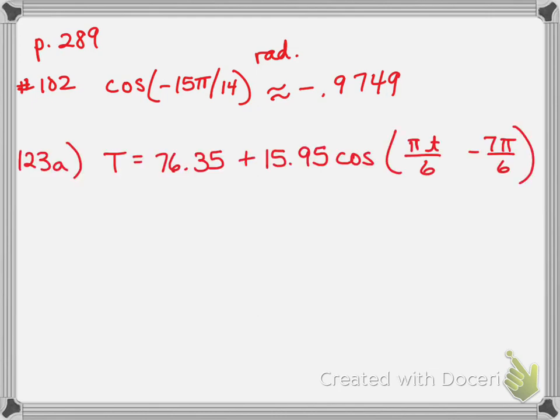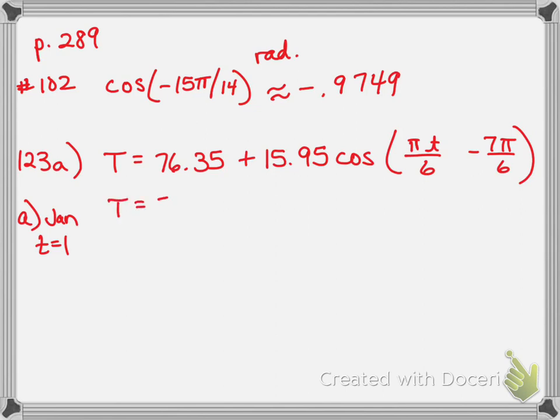All right, 123A is a word problem. The normal daily high temperature, capital T, in Savannah, Georgia, can be approximated by this really complicated equation here, where lowercase t is the time in months, with t equals 1 corresponding to January. Find the normal daily high temperature for each month. So in the problem it says the normal daily high temperature is capital T. So they want us to find capital T for each month, and A part is for January. And in the problem it said let little t equal 1.